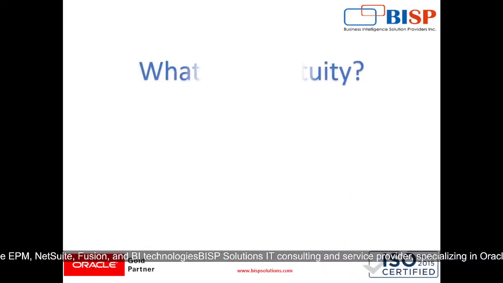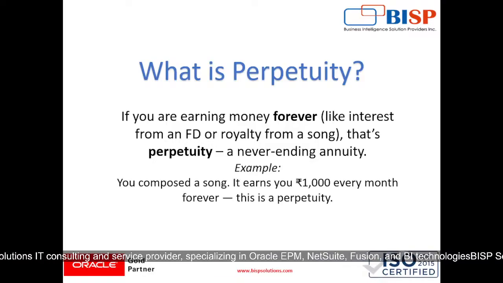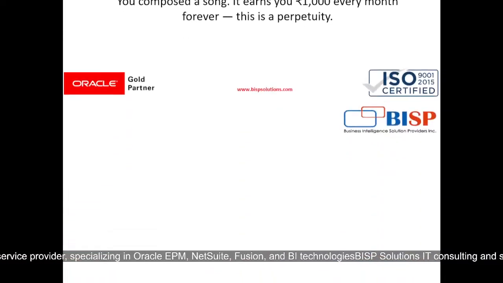So what is perpetuity? If you are earning money forever, like interest from an FD or royalty from a song, that's perpetuity, a never-ending annuity. For example, if we compose a song and it earns 1,000 rupees every month forever, this is a perpetuity.